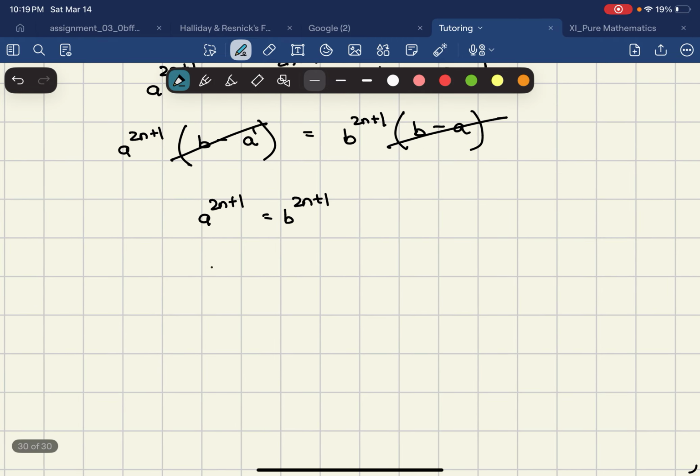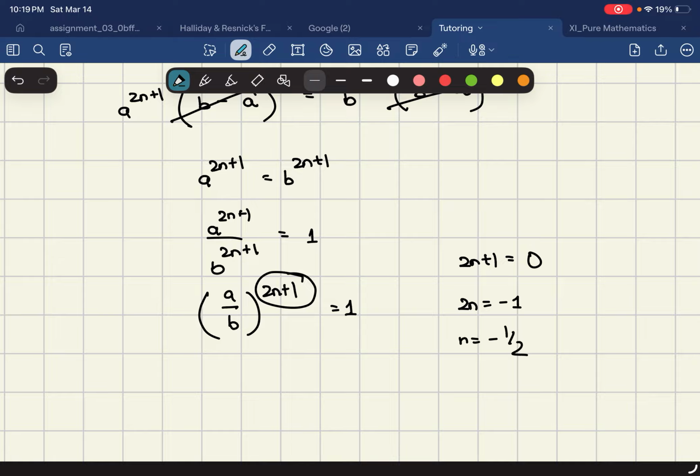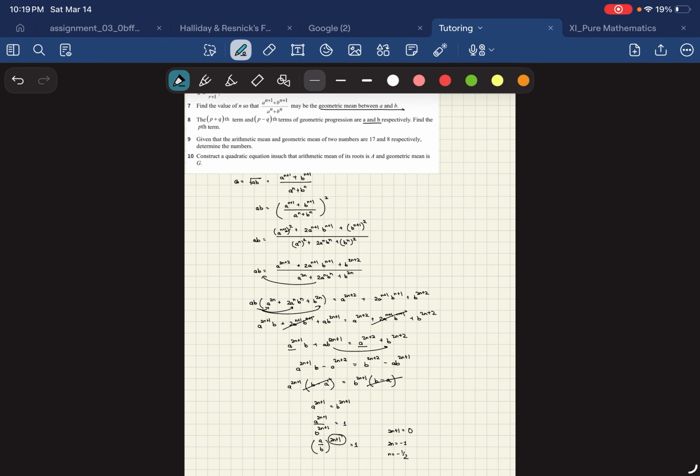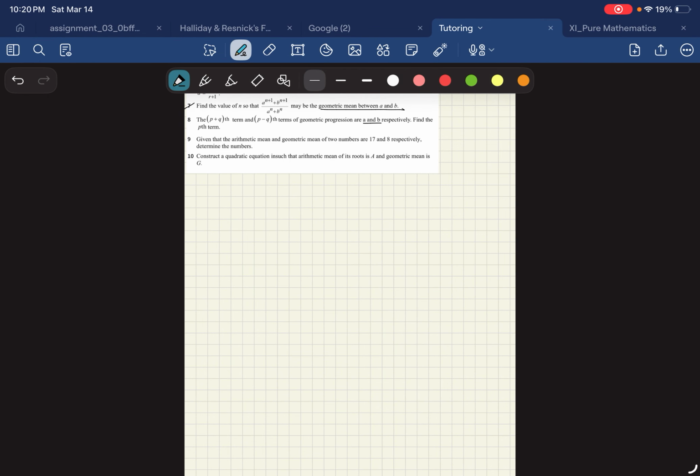And if I divide by b to the power 2n plus 1 on both sides, I get this expression. And I can actually say a divided by b to the power 2n plus 1 is equal to 1. Now this is only possible if my exponent is 0, right? 2n plus 1 must be equal to 0 because anything raised to 0 is 1. So 2n should equal negative 1 and n is equal to negative half. So that is the value of n for the expression to be the geometric mean. Alright, so n is negative 1/2.